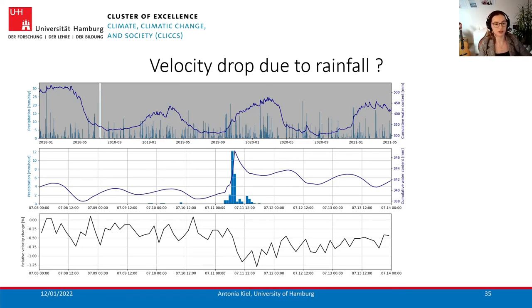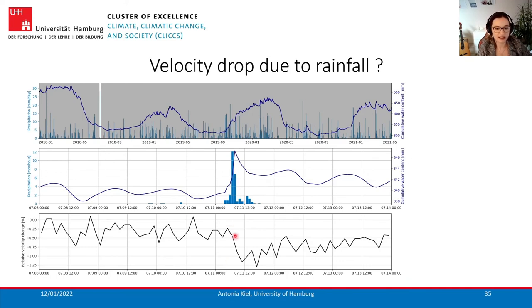So first we're going to have a look at a rather strong rainfall event from July of 2018, shown right here. The upper plot shows the cumulative water content and precipitation in millimeters per day of the 4 years. In the middle, we see, zoomed in, this very strong rainfall event in July of 2018. Again we have the cumulative water content and the precipitation, but in this case the precipitation is in millimeters per hour. And in the lower plot is shown the relative velocity change with a time resolution of 2 hours.